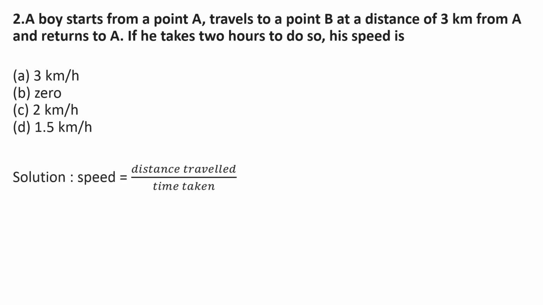So the answer is speed, which is equal to distance travelled by time taken. Here distance travelled is 3 plus 3, from A to B the distance is 3, then B to A again the same distance, that is 3 plus 3, divided by the time taken for this path, 2 hours, so divided by 2, which is equal to 6 by 2. While simplifying you get 3 km per hour. So the answer is option A, 3 km per hour.